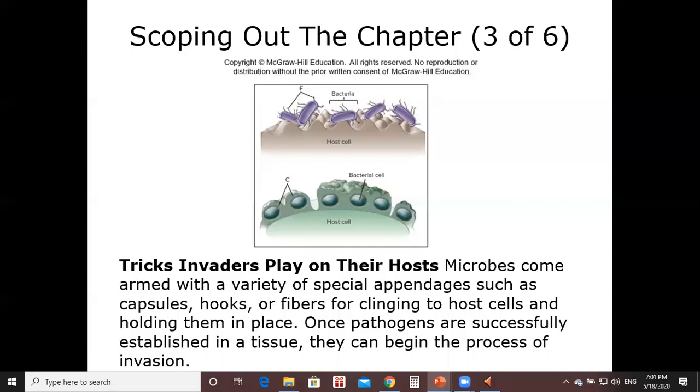And also we're going to look at the tricks that invaders play on their host. So microbes come armed with a variety of special appendages, such as capsules, hooks, or fibers, for clinging to host cells and holding them in place. Then once pathogens are successfully established in the tissue, they can begin the process of invasion.